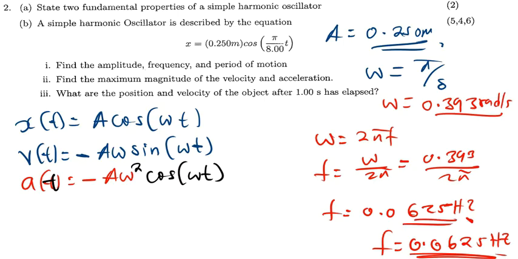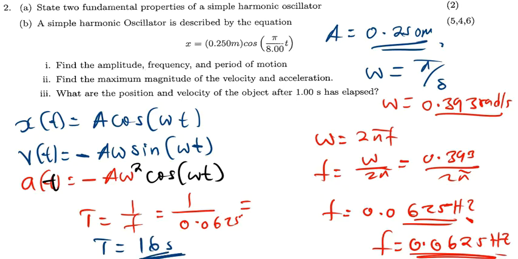Now that we have the frequency, what is the period? Period is given by 1 over frequency. So 1 divided by the frequency, 0.0625, we expect our period to be 1 divided by 0.0625, which is 16 seconds. That's the period.